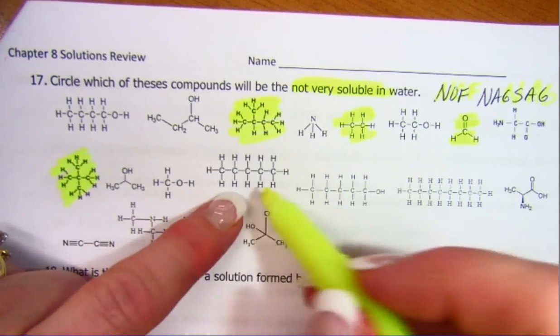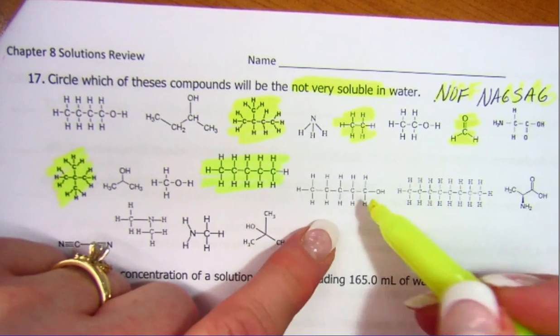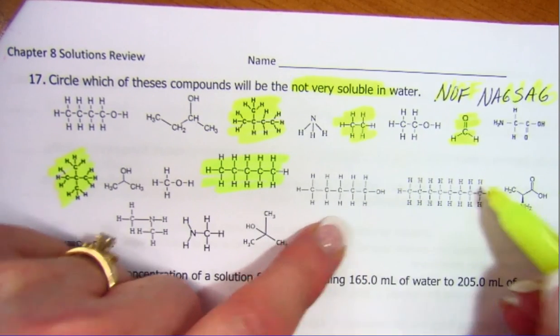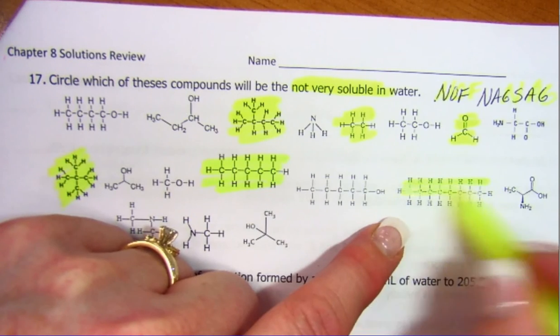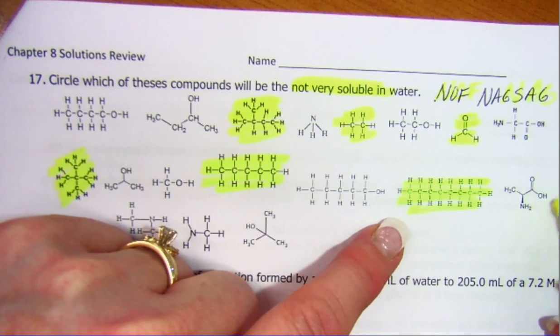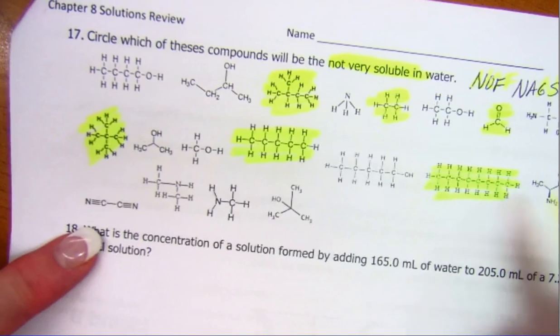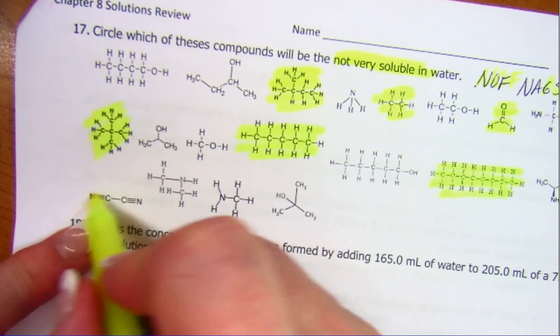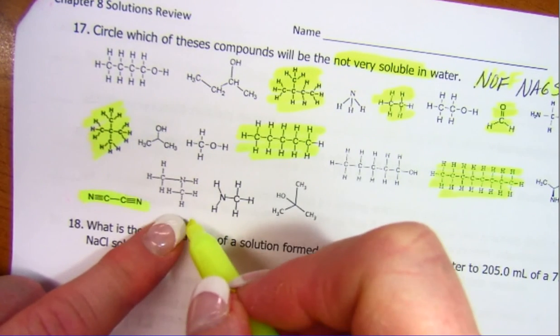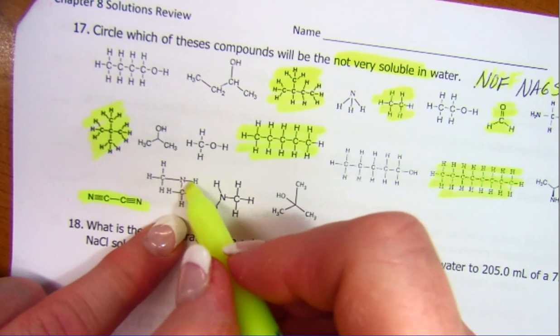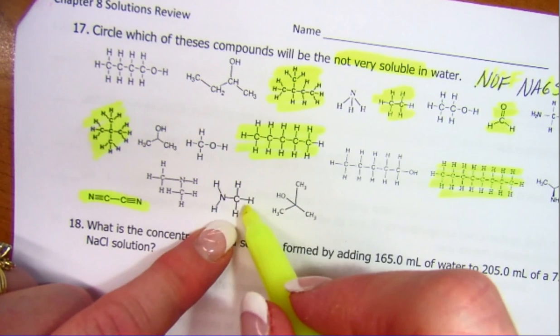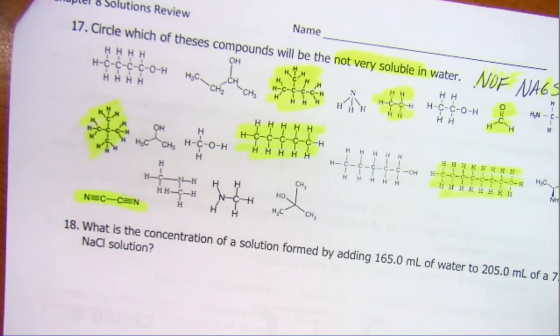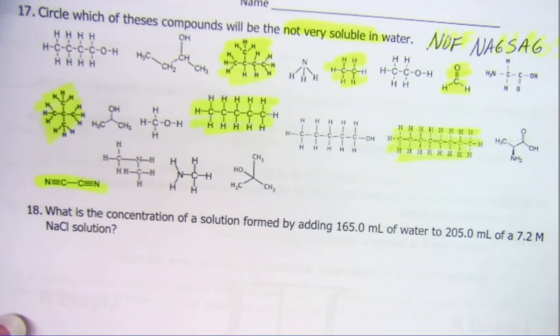OH, OH, no OH. Yep, OH right here. This one doesn't have an OH, so this one has an OH and an NH, so that is. This one does not have anything, so it's not. This one has a nitrogen to a hydrogen, so that one is soluble. This one is soluble. This one is soluble. So that's what you should have picked for not very soluble.